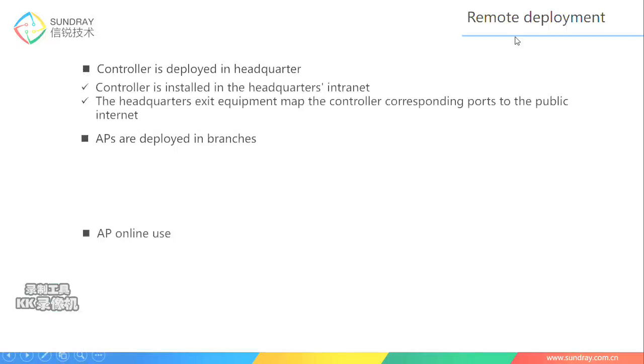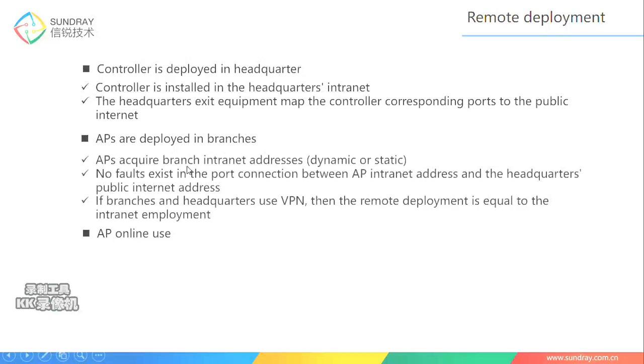So this is the remote deployment procedure. First, the controller is installed in the headquarters network. So we do the port map to the controller and the AP. Also, we can deploy AP for small branches. We can deploy the AP in gateway mode as a gateway, or we can deploy the AP in the branch. Just make sure the AP has internet access, then that is okay.